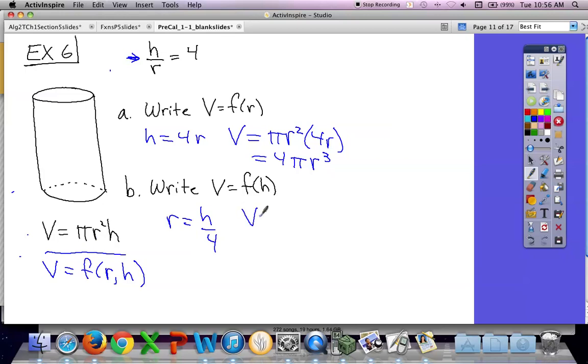So volume equals pi times H over 4 squared times H. So volume equals pi over 16 H to the third. So I squared the H and I squared the 4. That's why I got a 16 in the denominator. So now volume is only a function of H. If you tell me the height, I tell you the volume.